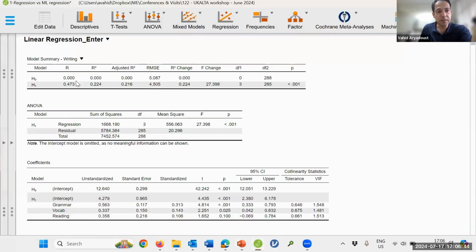Number one, if we want to figure out whether our model is doing a good job or not, like I said, we got to look at the R-squared value first. Here, the R-squared value is 0.224. And the adjusted R-squared value is 0.216. The difference between the two is, okay, I'm going to ask you guys, what's the difference between the R-squared and adjusted R-squared? Write it in the chat box, please.